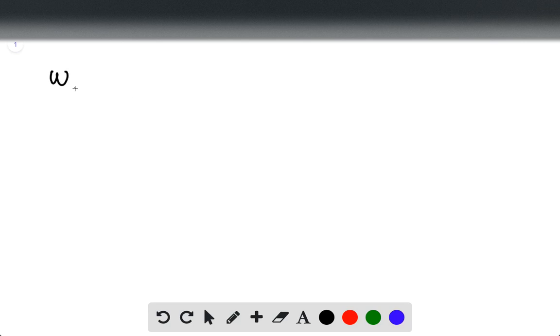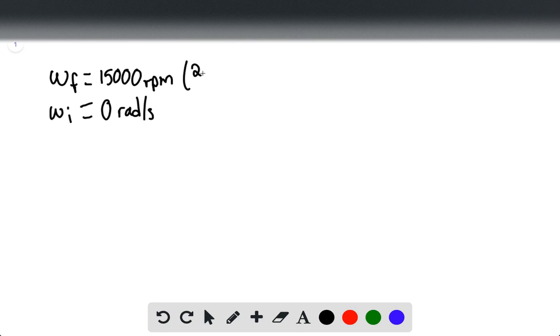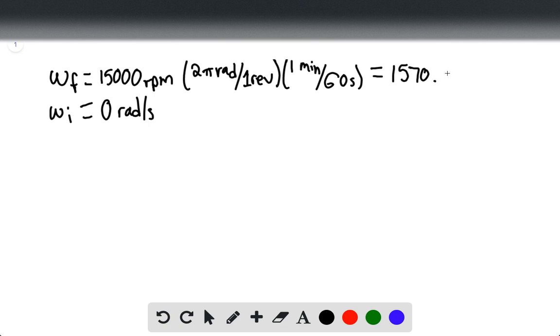So we have a centrifuge speeding up from rest. So we know that the omega initial is going to equal 0 radians per second. And we know that the centrifuge is speeding up to 15,000 RPM. We're going to be multiplying this by 2 pi radians divided by 1 revolution, and then there's 1 minute for every 60 seconds. So we'll have a final angular velocity of 1,570.795 radians per second.